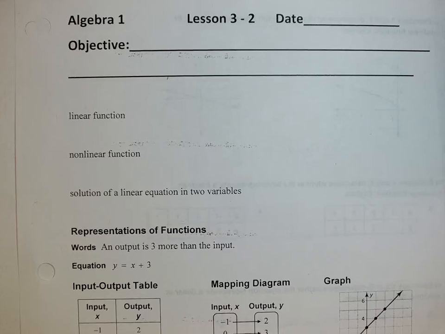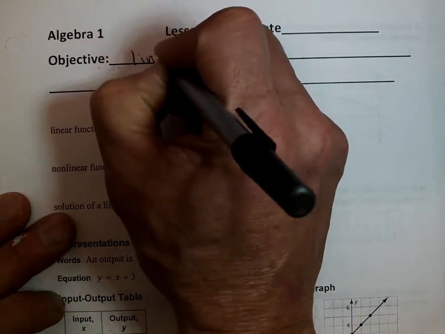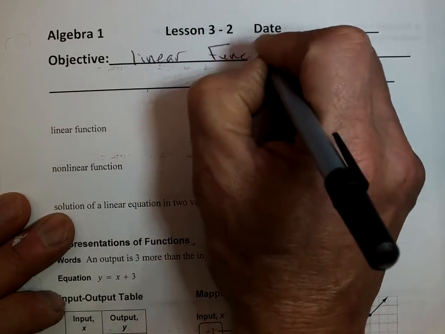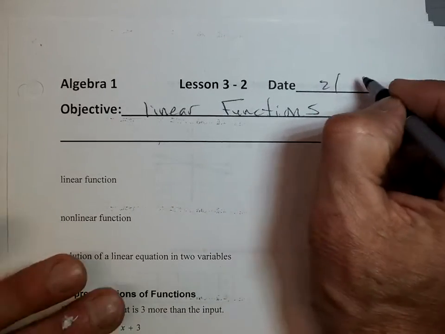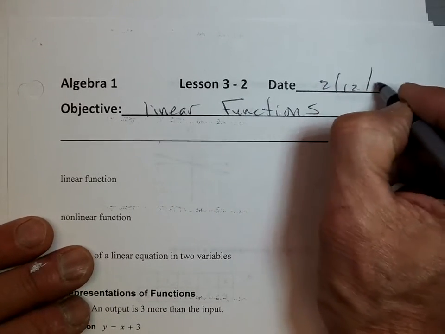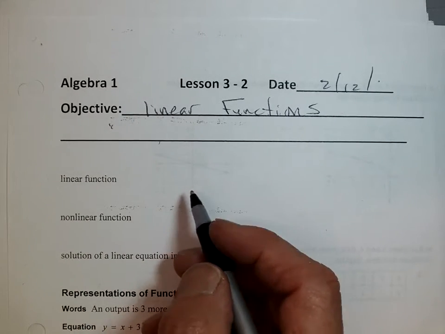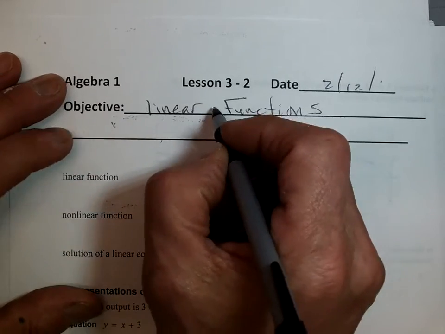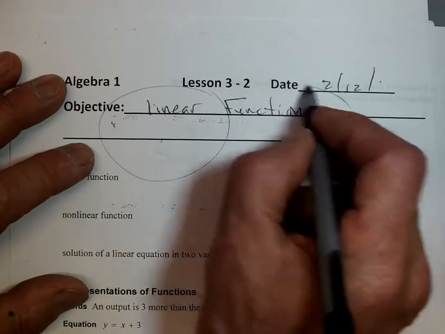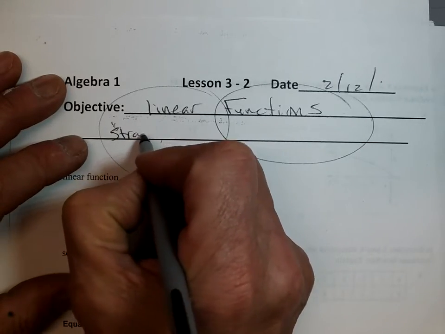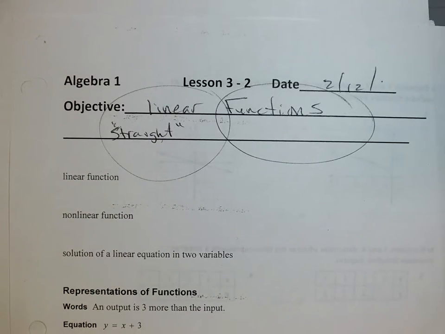Okay, so let's take a look at this. Today's objective is talking about linear functions. Okay. All right. So what? Linear functions? What does that mean? Well, we know that functions are going to pass that vertical line test, right? Functions means that every x has exactly one y. We talked about that yesterday. And linear means straight, okay? So we want the straight ones. Now there's going to be some in here that aren't going to be straight. We'll talk about that, okay?